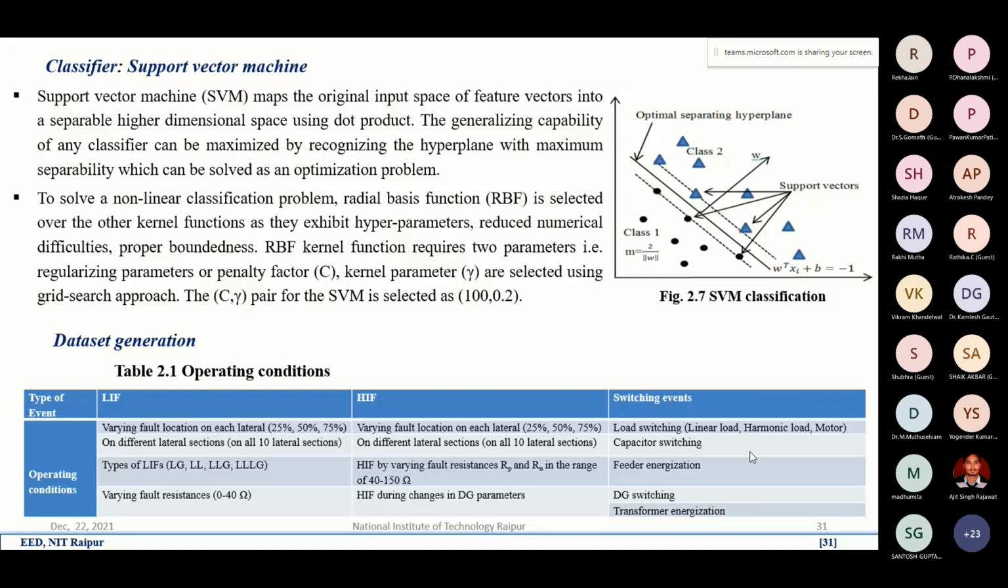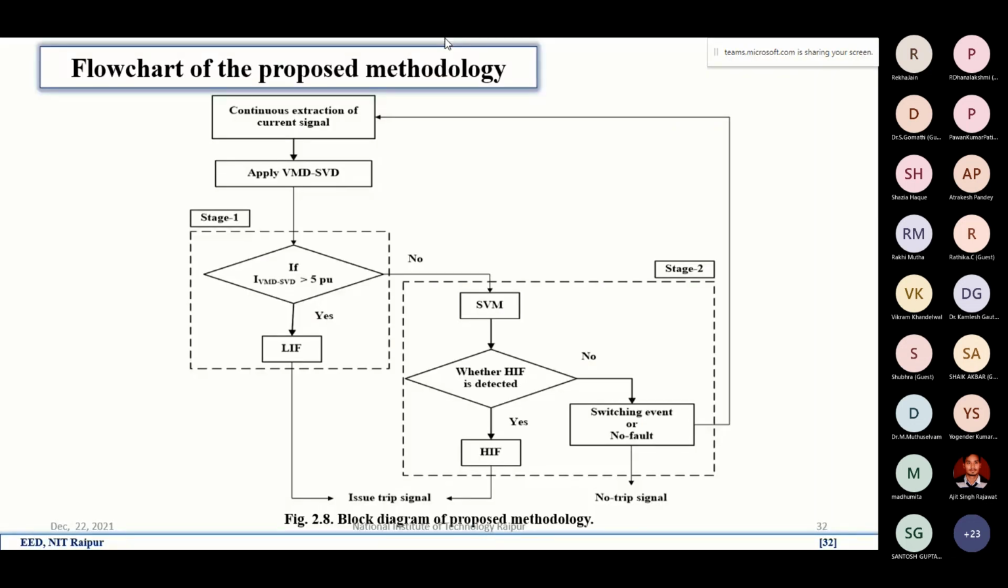Once you get the data set generation of all these events, the first intrinsic mode function's SVD value of the current signal only is considered as input. So overall, this is the block diagram of the proposed methodology. You can see we extracted the current signals at the relaying bus, applied the variational mode decomposition scheme, and then calculated its singular value decomposed signal.